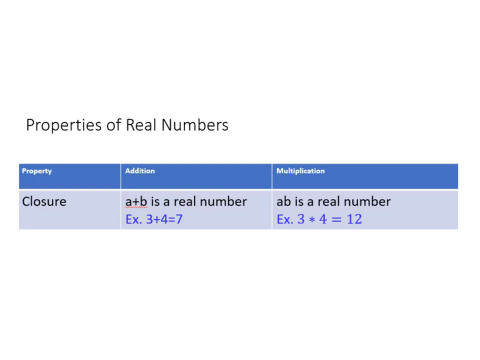Now let's talk about some of the properties of real numbers. The first property is called the closure property. In the closure property, for addition, it tells you that a plus b is a real number. So your example is that 3 plus 4 equals 7. The multiplication property says that a times b is a real number. So for the example, we say that 3 times 4 equals 12.